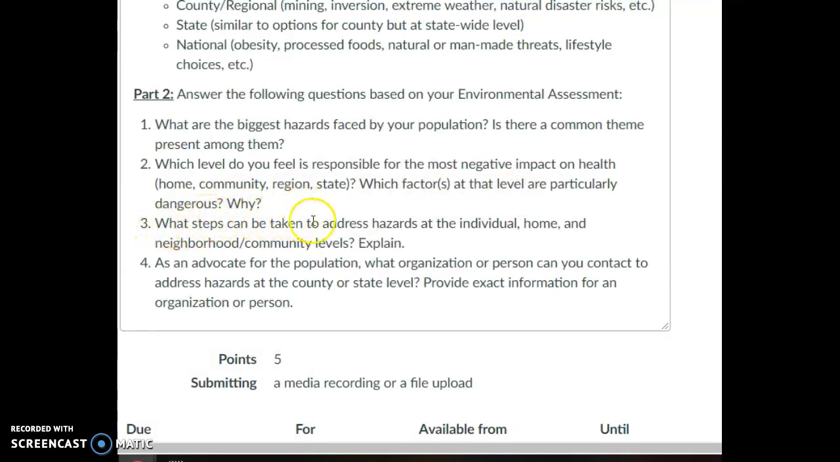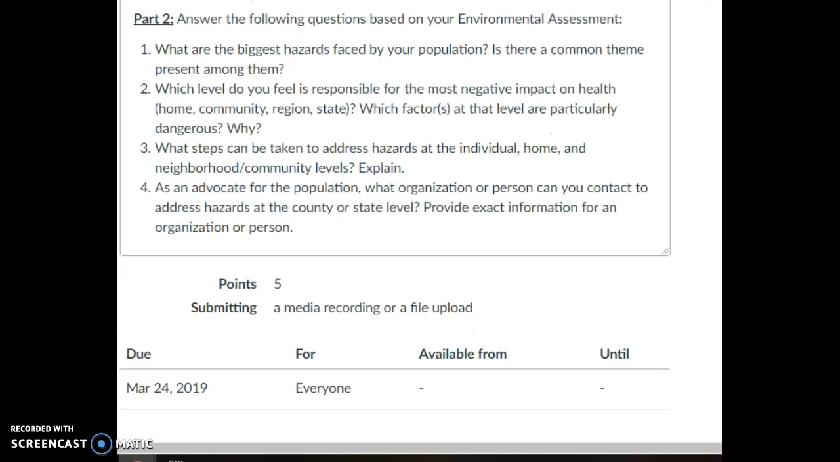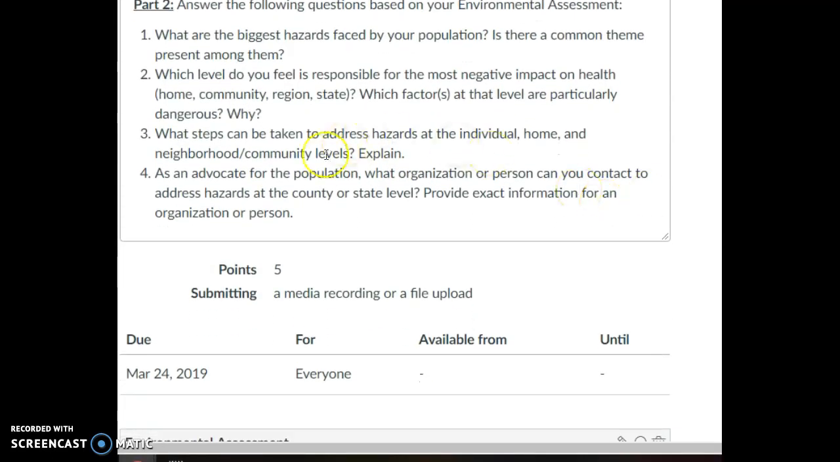And also, what steps can be taken to address hazards at the individual, home, or neighborhood/community levels? So, as a nurse, if you were asked to go in and do an intervention, what intervention would you do? How can you really address those hazards? And then finally, as an advocate for the population, what organization or person can you contact to address these hazards at the county or state level?